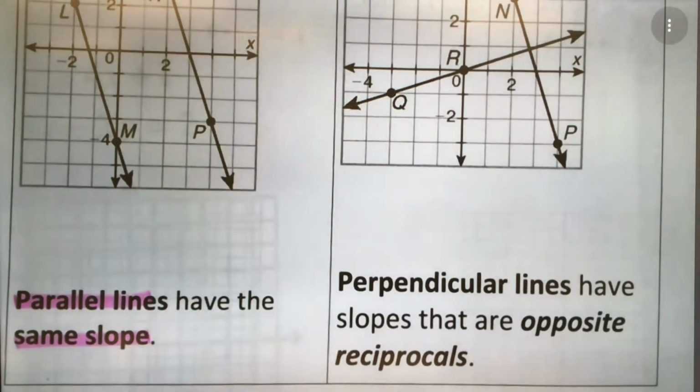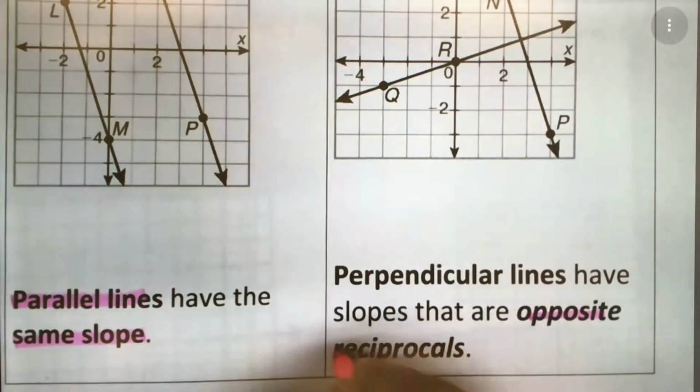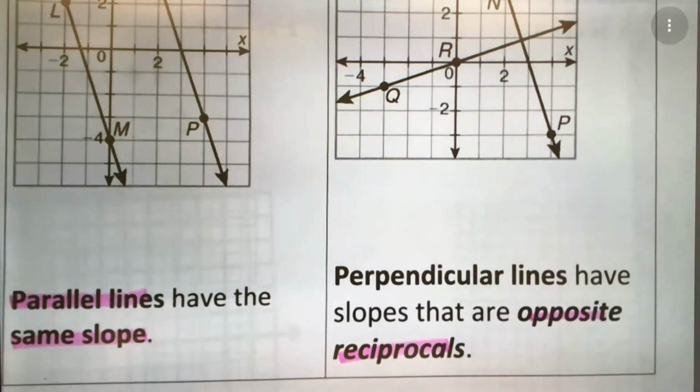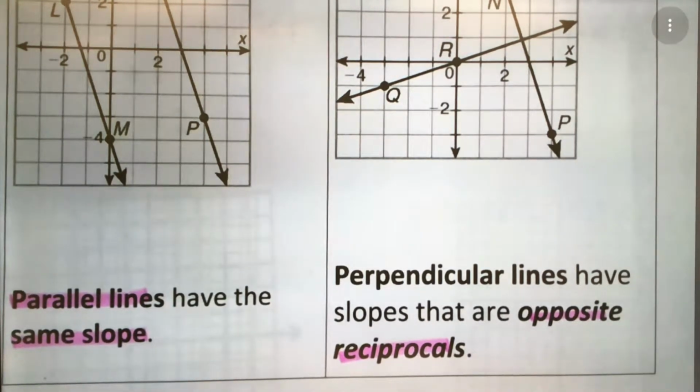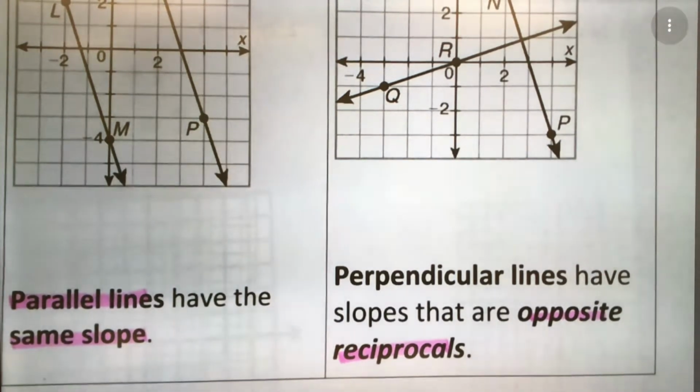In the same way, when you have two perpendicular lines, their slopes are opposite reciprocals. So if you have a graph or an equation of a line, to identify whether they are parallel or perpendicular, first we need to identify the slope of both lines. If the slopes are the same, both lines are parallel. If the slopes are opposite reciprocals, the lines are perpendicular. If neither, the lines are not parallel and not perpendicular.